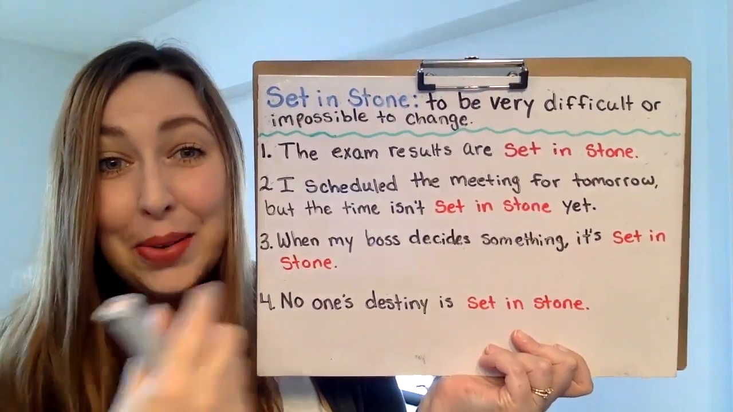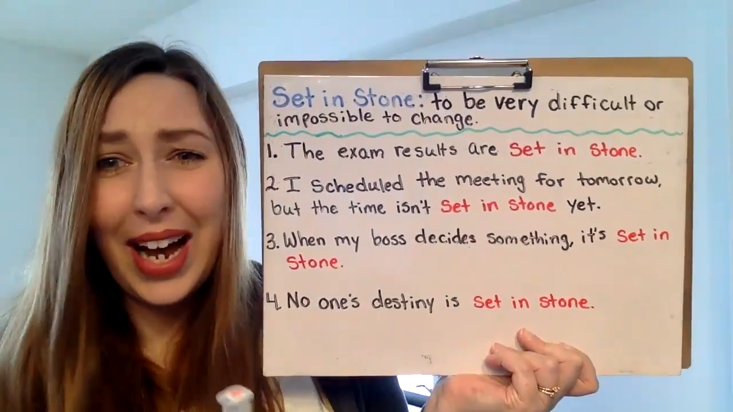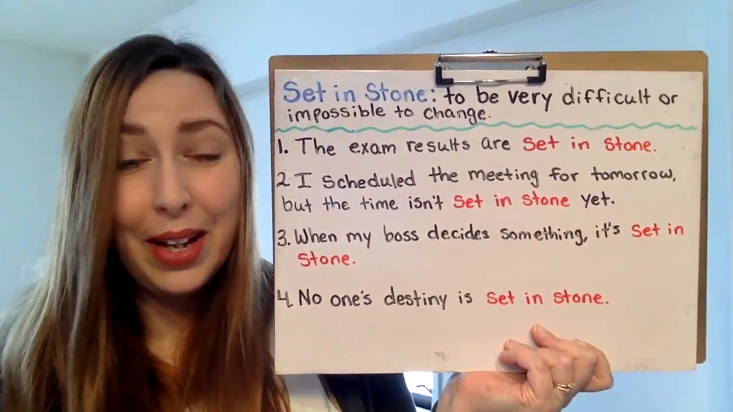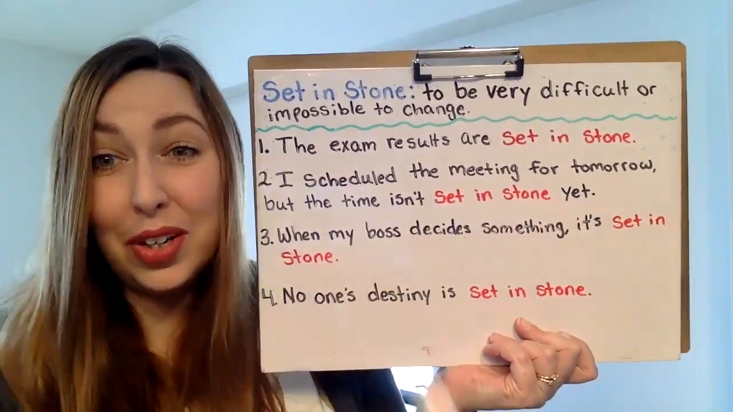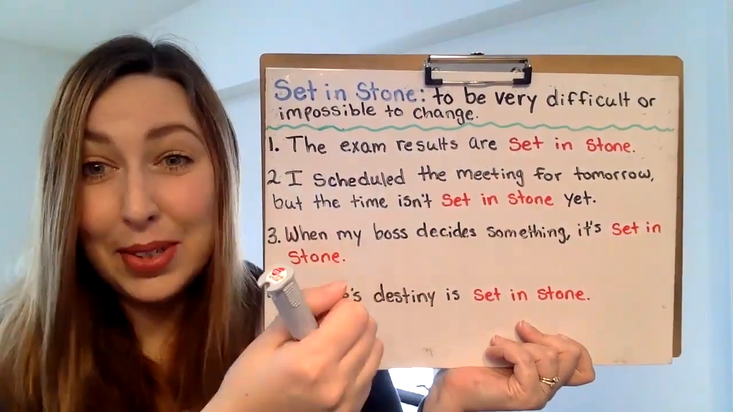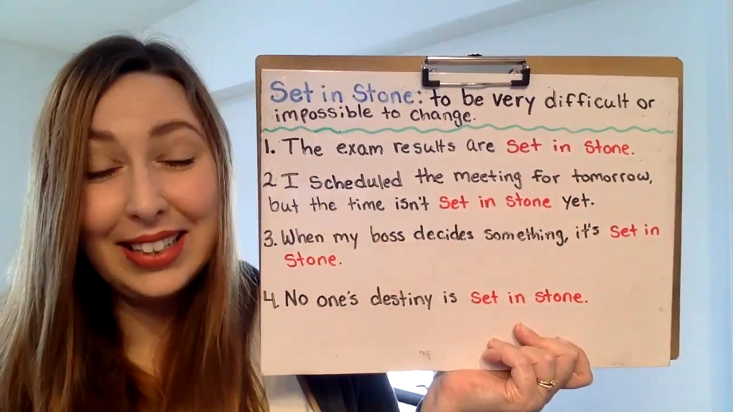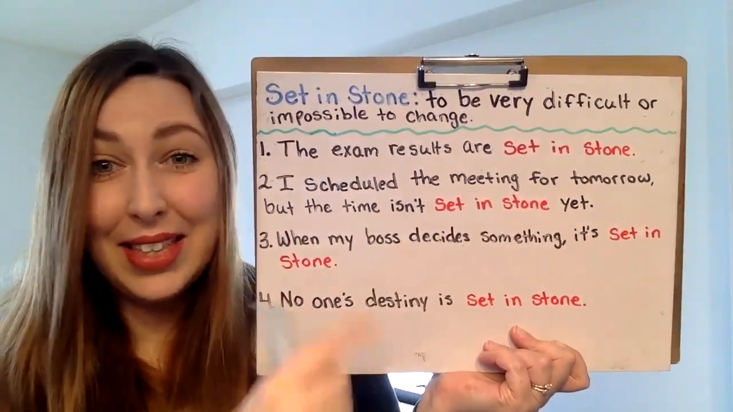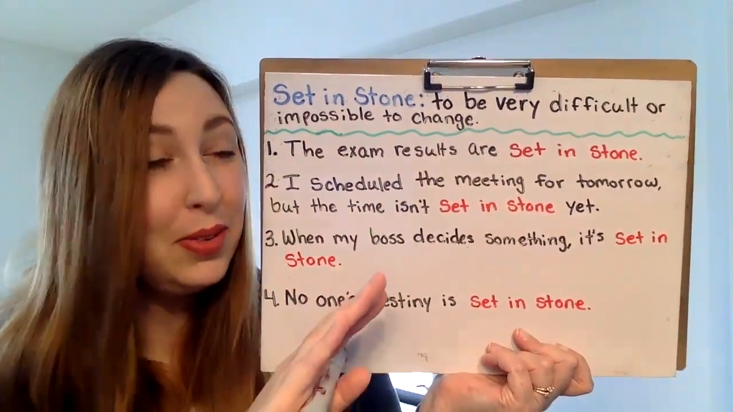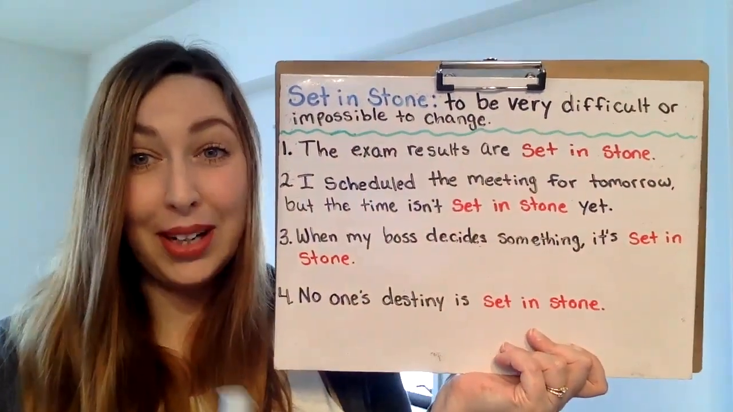Okay, you can't go to your teacher and say, oh, I didn't get a good score. Can I take the test one more time? Or is there any extra credit I can do to raise my exam result? Can I raise my grade? No, you can't do that. The exam results are set in stone. You can't change them anymore.